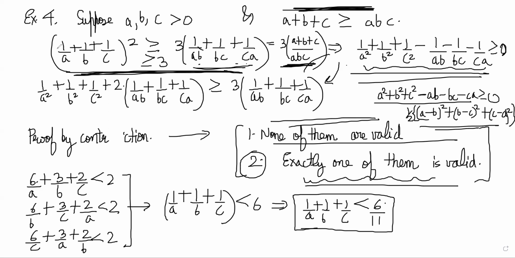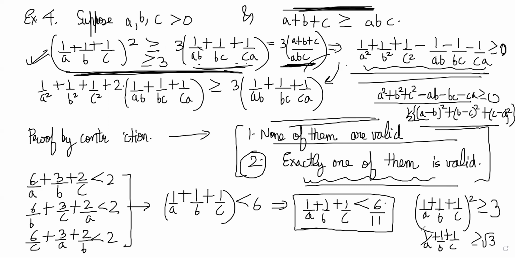So we are getting from here (1/a + 1/b + 1/c) whole square is greater than or equal to 3, which means 1/a + 1/b + 1/c is greater than or equal to root 3, right? And we already saw that 1/a + 1/b + 1/c should be less than 6/11. These two are contradictions, obviously.